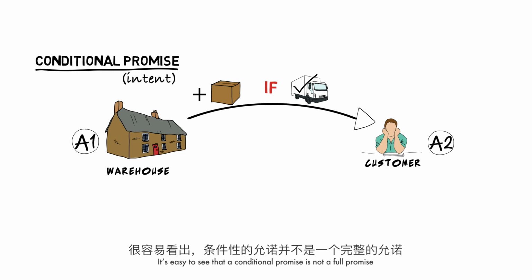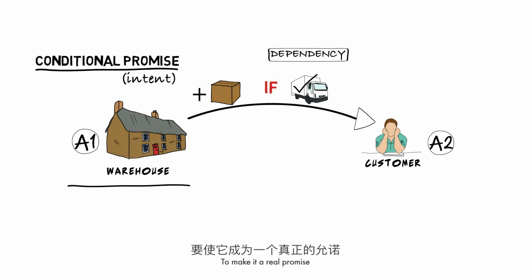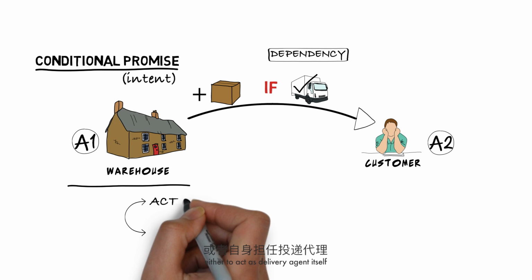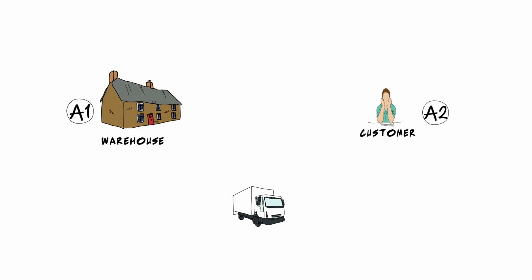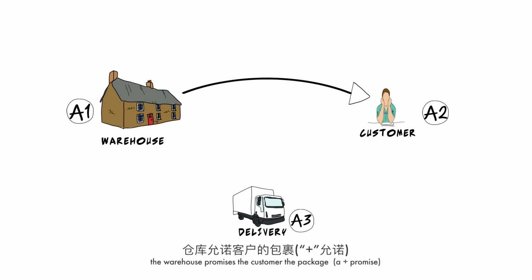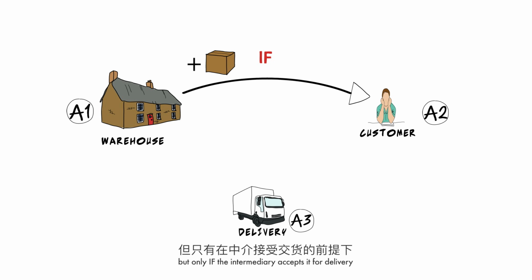It's easy to see that a conditional promise is not a full promise because it has a dependency which may or may not be promised separately. To make it a real promise, the warehouse also has to promise that it will do its best, either to act as the delivery agent itself or to acquire the promise from a third party that would fulfill the condition of delivery. To promise the intended delivery with three agents and without violating the autonomy rule, we need to do the following. First, the warehouse promises the customer the package, a plus promise, but only if the intermediary accepts it for delivery.